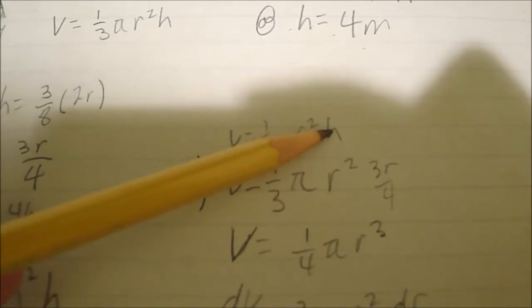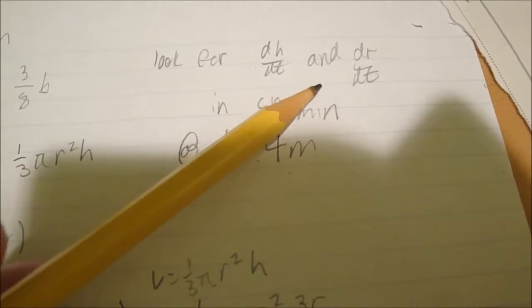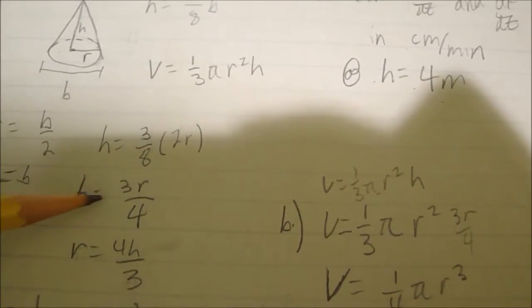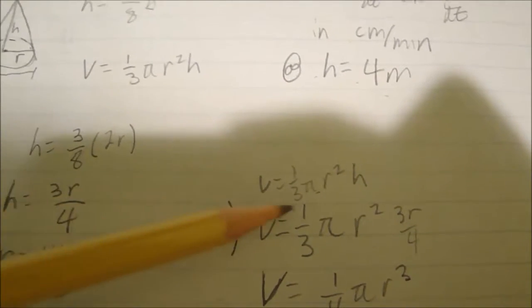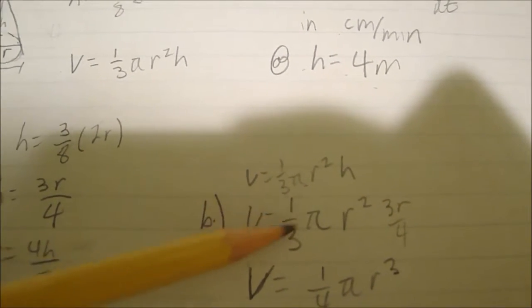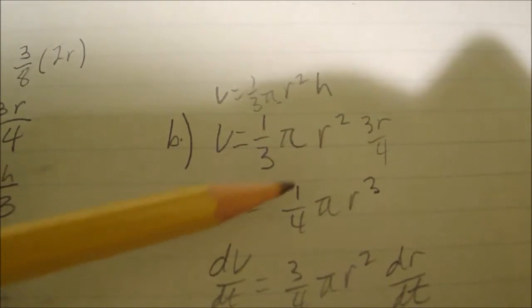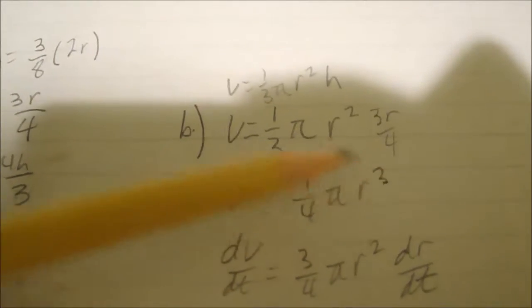Now for part B, it's basically the same process as part A, except you want to substitute in the h variable and not the r variable, because you're solving for dr/dt. And so h is going to be 3r over 4. So you have v equals 1/3 pi r squared times 3r over 4. And if you simplify that, you get v equals 1/4 pi r cubed.